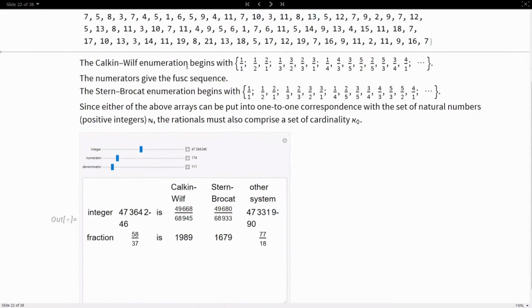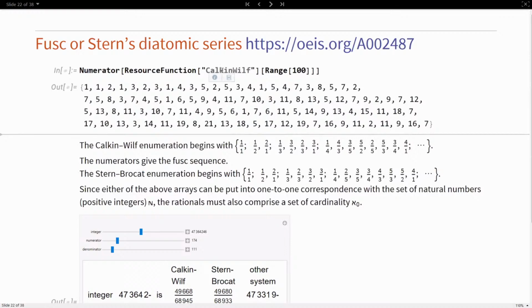The Calkin-Wilf enumeration begins like this: 1 over 1, then it adds 1 to the top and bottom, and then it branches like a tree. That's what's called the Calkin-Wilf sequence. And notice that the denominator here is the numerator here, and so on. 2 and 2, 1 and 1, 3 and 3. So just the series of numerators gives the Calkin-Wilf sequence, which is this here.